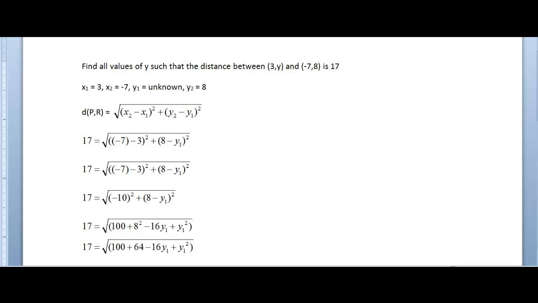So we have a question from Module 2, Problem 13, where it says find all values of y such that the distance between (3, y) and (-7, 8) is 17. So what we're going to do is use the distance formula to solve this problem.